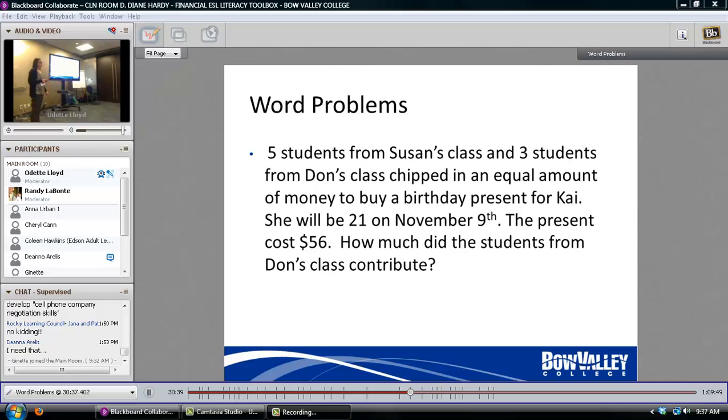So here's a word problem. We do a lot of word problems. I want you to take a look at this word problem and imagine that you're working with a group of people who are, we'll say, second language learners, and let's say they have lower numeracy skills. What would you do to help them tackle this word problem? What are some of the strategies, or what comes to mind of how you would introduce this type of word problem, and what would help them?